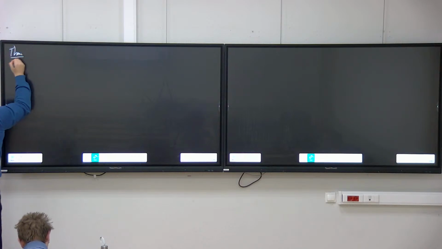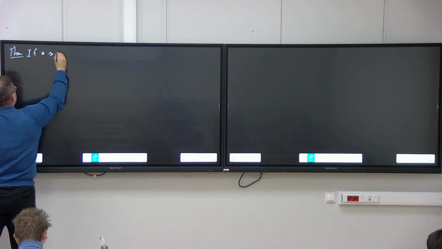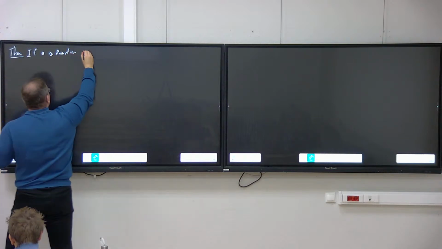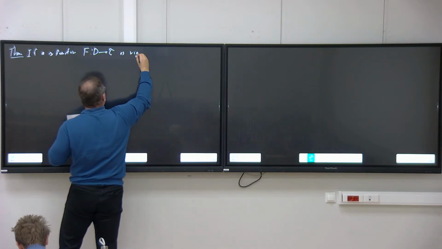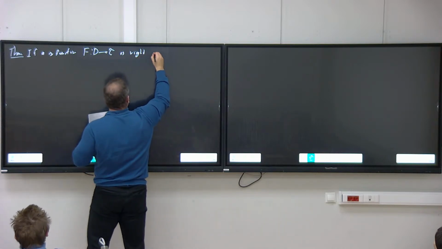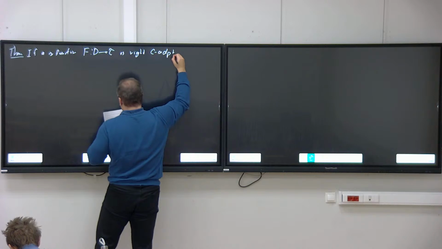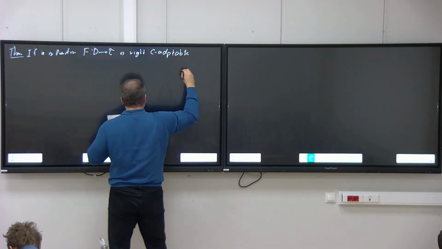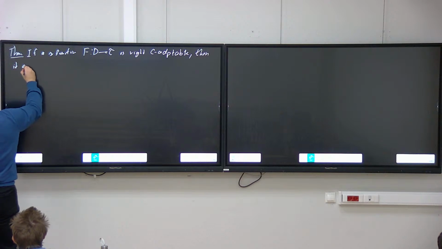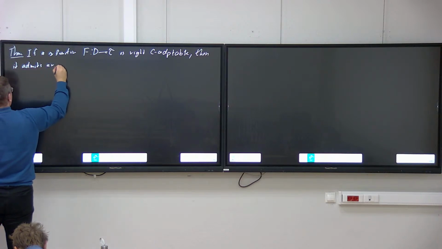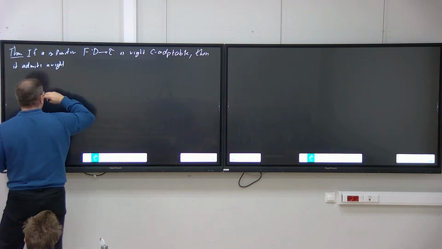Now I'm going to prove maybe the most important theorem of derived functors. If the triangulated functor F from category D to category T is right adaptable, then it admits the right derived functor. I'm proving only the statement for the right derived functors, but of course you can analyze everything and give a proof for the left derived functors.